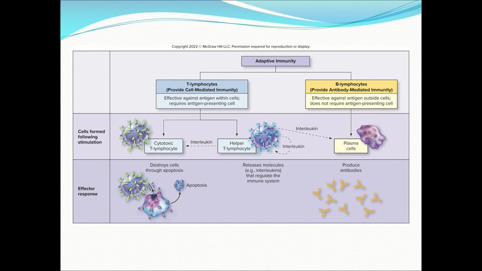This shows adaptive immunity, and you can see antigen presenting cells over here with the T cells. So it's effective against antigen within cells, and it requires an antigen presenting cell. T cells include a cytotoxic T lymphocyte and a helper T lymphocyte. And what they do is they destroy cells through apoptosis, kind of like a natural killer cell.